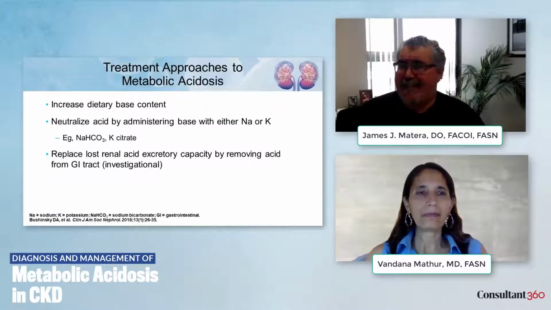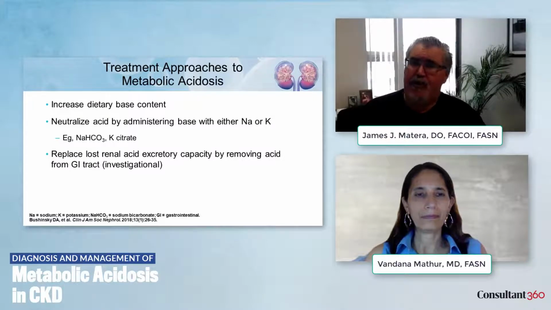Certainly we can increase base content in a patient's diet. We can try to neutralize the acid, which is most often what we do, by administering a base either in the form of a sodium or potassium salt, primarily sodium bicarbonate, but also potassium citrate, understanding the risks associated with that. We can also try to replace that renal acid excretory capacity that's lost by trying to remove acid from the GI tract. So don't get the acid in because you're not going to be able to excrete it, thus developing the acidosis. So those are the three key points that we'd like to focus on how we can treat this.